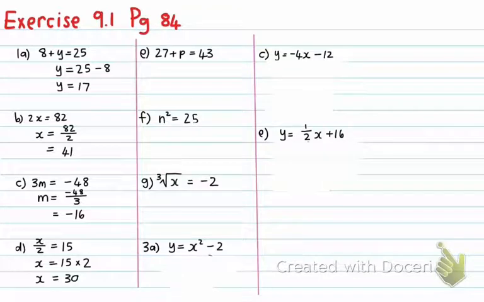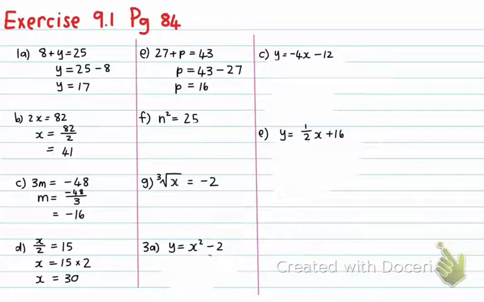Right, at E, I have 27 plus b is equal to 43. Now to get b alone, I have to take that positive 27 on the left-hand side to the right-hand side. It was positive, so now it's going to become a negative. And 43 minus 27 gives me 16.